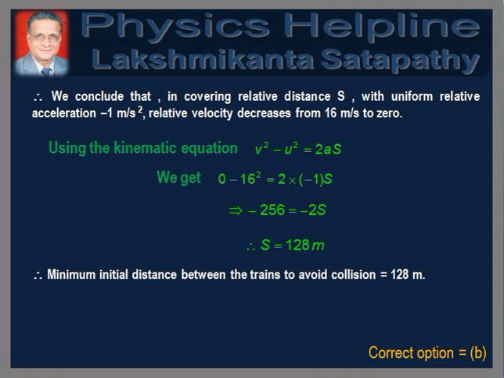For this, we make use of the kinematic equation v square minus u square is equal to 2as. Putting the values, we get 0 minus 16 square is equal to 2 into -1 into s. On simplification, this gives s is equal to 128 meters. Therefore, the correct option is B, which is the answer to question 2.